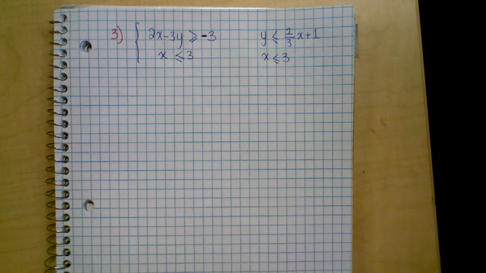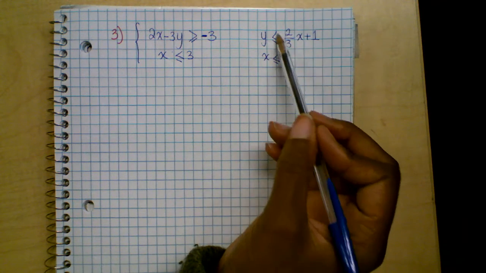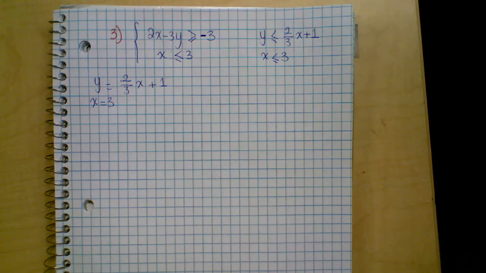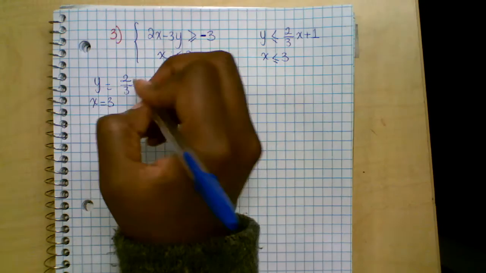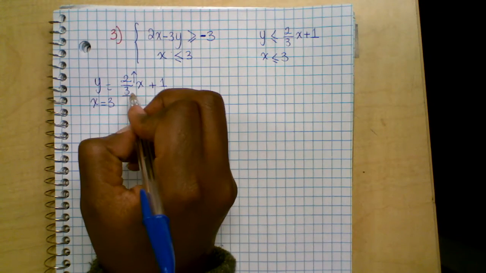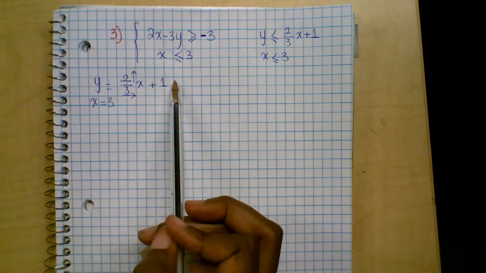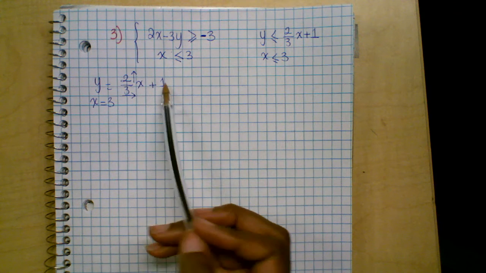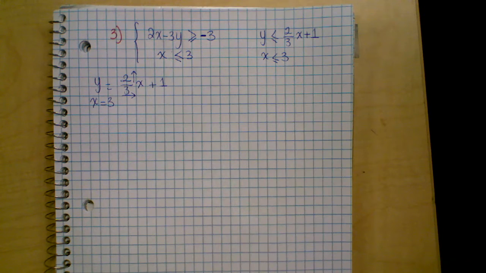Now step 2: we want to rewrite the inequality as an equation. Please pause the video and rewrite those two inequalities as equations. The slope is positive 2, so I'm going to go up 2, and the run is positive 3, so you're going to go to the right 3. Where do we start? We start at the y-intercept. So for step 3, which is to graph, you're going to do that.